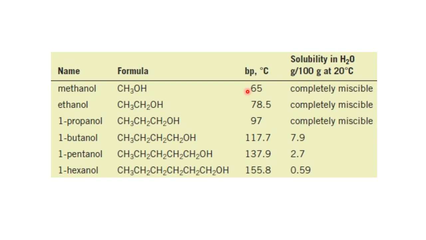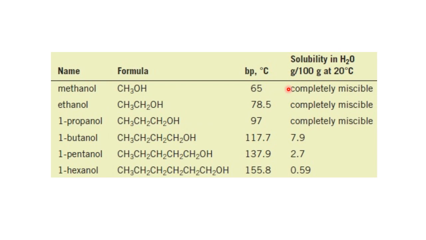Methanol boils at 65, ethanol almost 79, and 1-propanol 97, and you see this. As we know, as the number of carbons increases, the boiling point also increases. This is the first feature, connected to hydrogen bonding. They have high boiling points because they have strong intermolecular forces, which is hydrogen bonding.